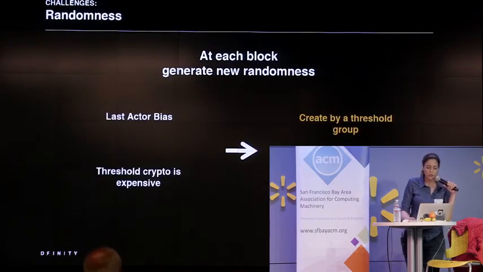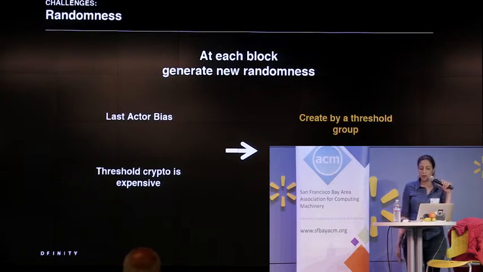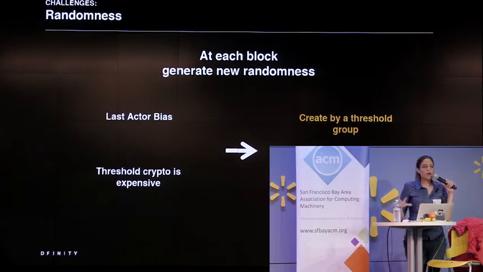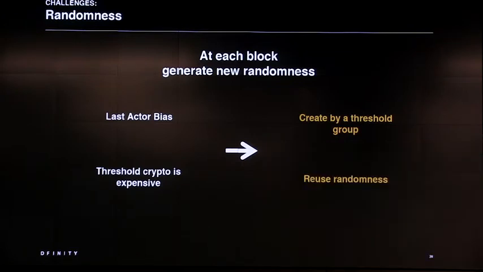And threshold crypto is good to remove the last actor bias. Why can it remove the last actor bias? Because if I create my randomness in a k out of n way, I don't have any last actor, because k can be much smaller than n, and then anybody from the n minus k rest of the people can be the last actor, and you don't know if you are the last actor or not. So there is no last actor bias anymore. So at least we found one way in cryptography.